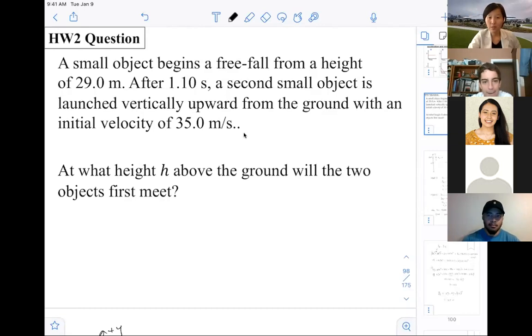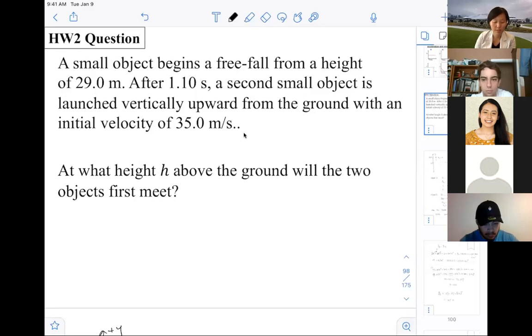All right, so let's take a look at this question. Notice that every time you will have different numbers. These numbers are just the ones that popped up this time. Your numbers will be slightly different. So we have a small object that begins a free fall from a height of 29 meters. After 1.1 seconds, a second object is launched vertically upward from the ground with an initial velocity of 35 meters per second. So at what height above the ground will the two objects first meet?